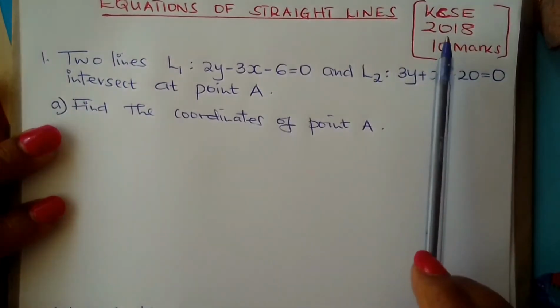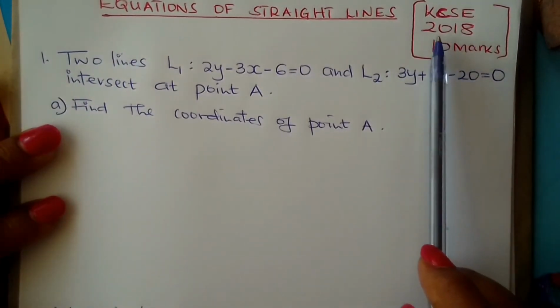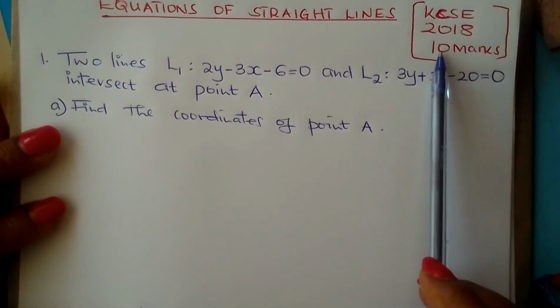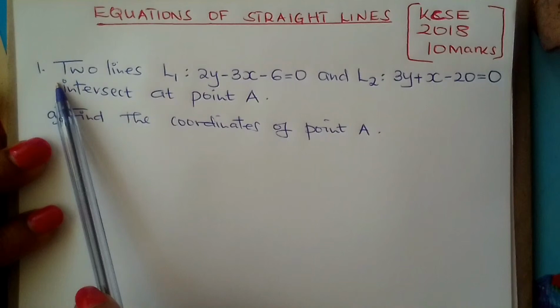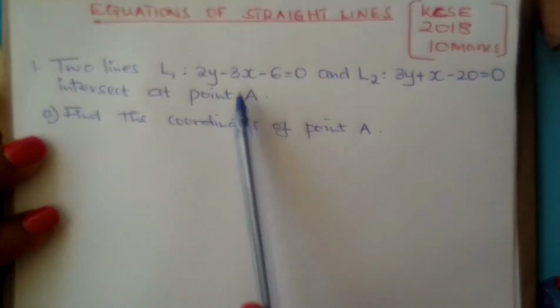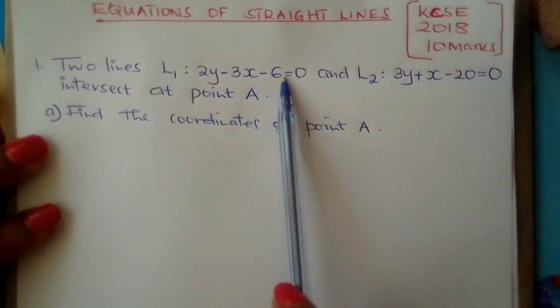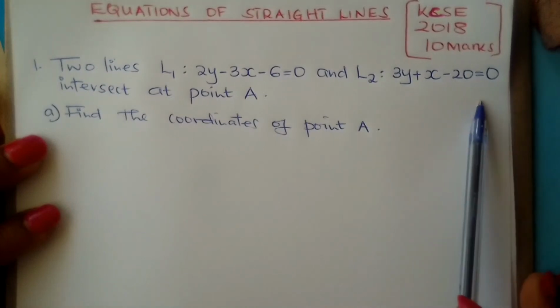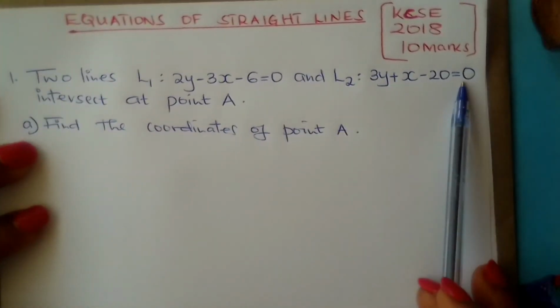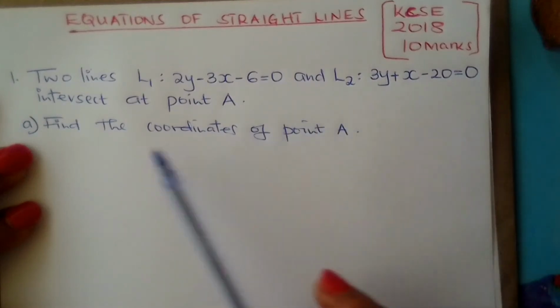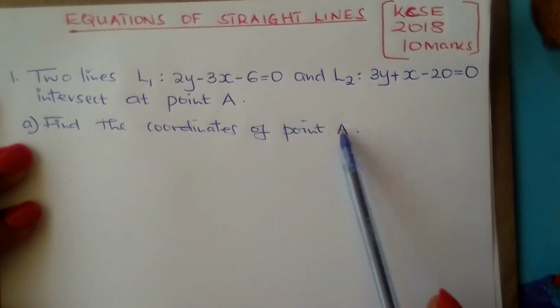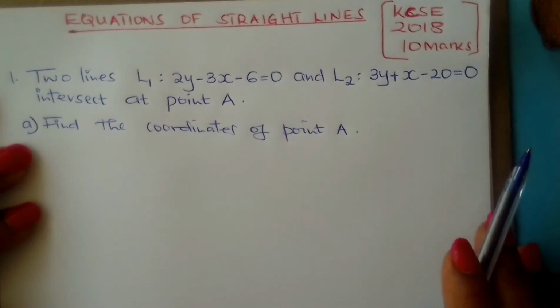Let us look at this question that was tested in 2018, which was carrying 10 marks. The question is, two lines L1 whose equation is this, and L2 whose equation is this, intersect at point A. They meet at point A. Find the coordinates of point A. That is the first question.